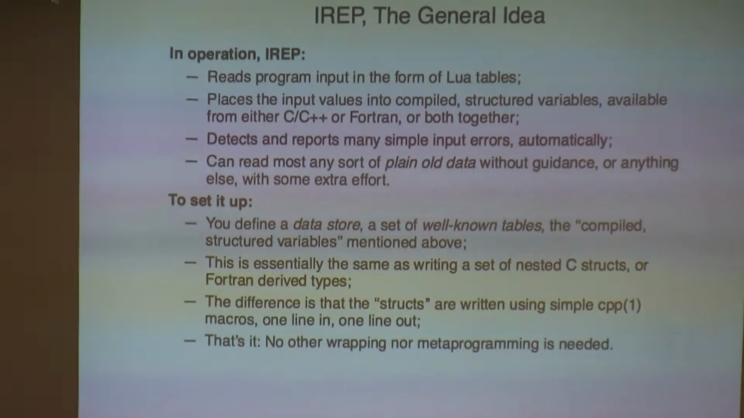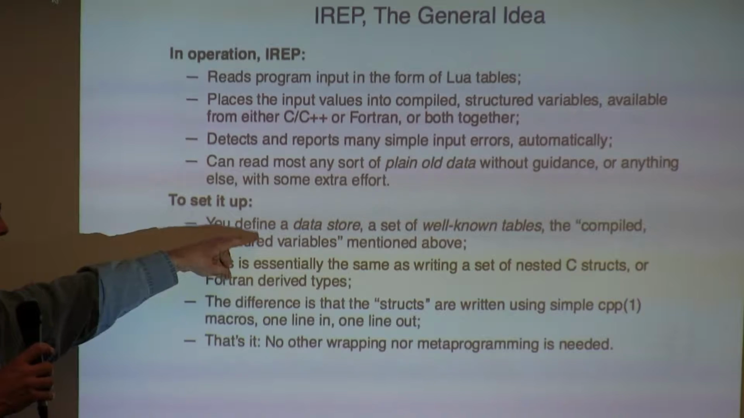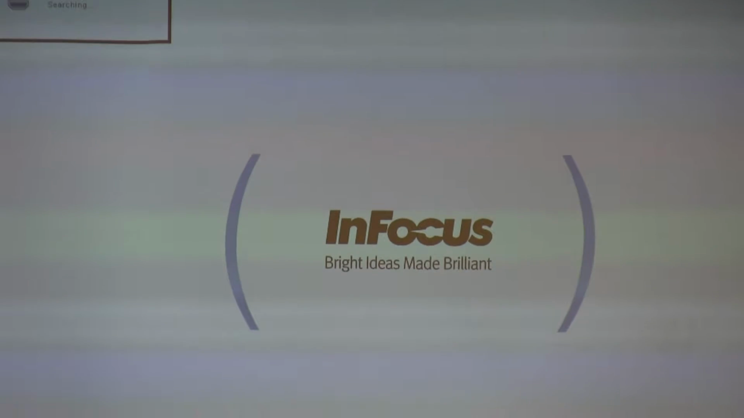It detects and reports a lot of simple user input errors, and it does that in a fairly automatic fashion. And we can read most any sort of plain old data. Plain old data, of course, is formally integers, doubles, strings, and booleans, and lists thereof, one-dimensional vectors of that. So that's the design space that IREP is intended to handle. Setting it up, you define a data store. I'll sometimes use the word backend. The data store is what I call a set of well-known tables that comprise the compiled structured variables that I'm talking about.